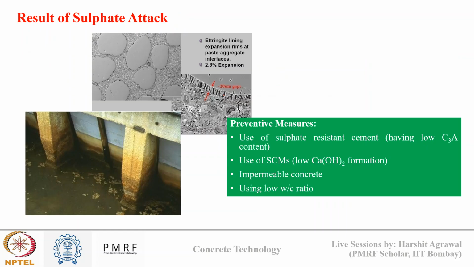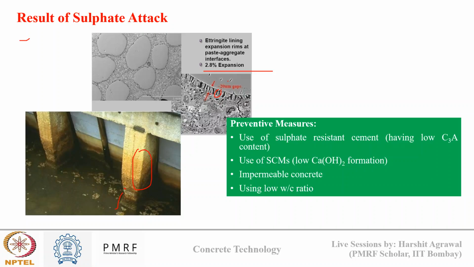Now, the effect of sulfate attack we can see here also in the first image, which is a microscopic image where I have a cement aggregate interface, and you can see there is this gap where ettringite lining has resulted in 2.8% expansion. So this will lead to cracking in concrete because it is occupying unexpectedly high space in my concrete structure. While the second image shows a typical case of a submerged column which is experiencing bulging due to expansion as a result of sulfate attack from seawater.